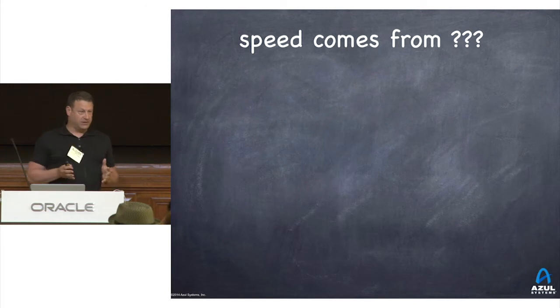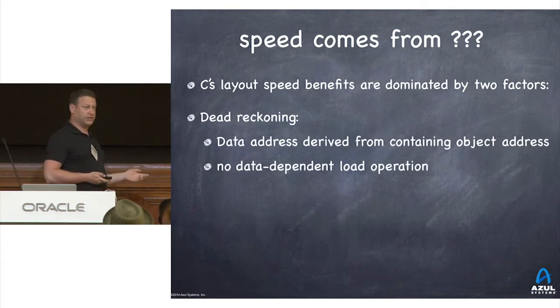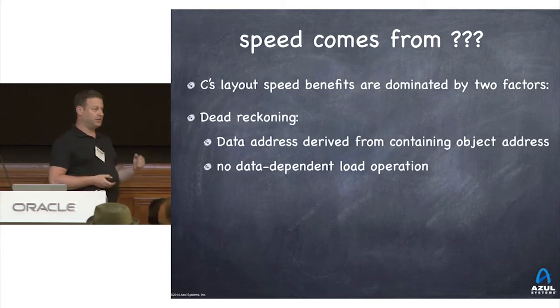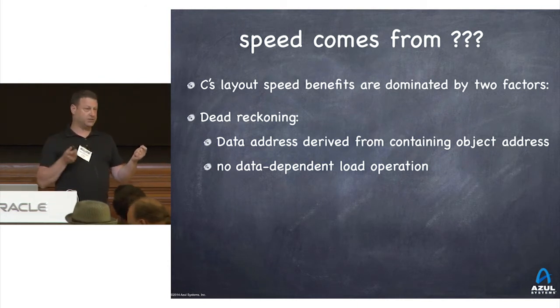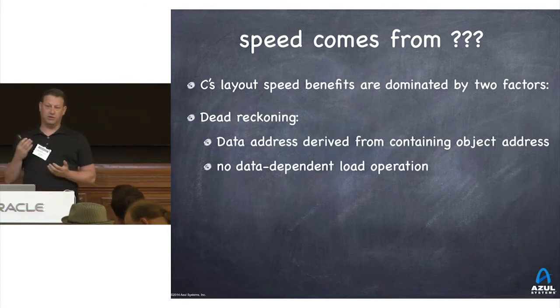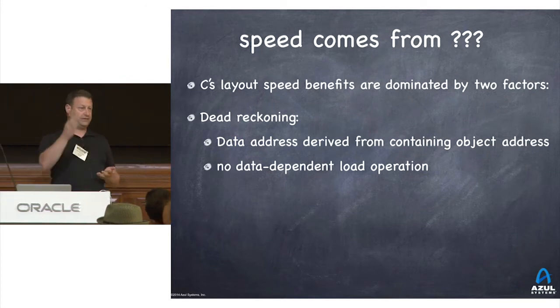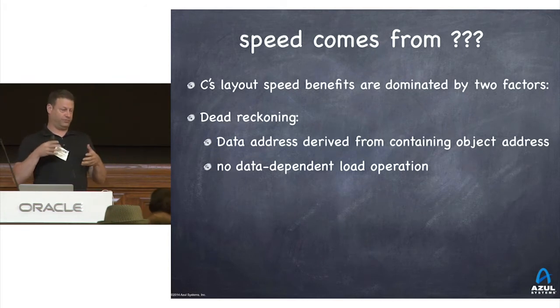So where does the speed I'm looking for come from? It's primarily dominated by two factors. The first one is the ability to dead reckon to a data address. Given a containing object and something like an index or a set of indices, the ability to mathematically derive the data address I want to get to without indirection, with no dereferencing, with no data-dependent loads needed to get there. That's an extreme speed benefit primarily for single-shot accesses.